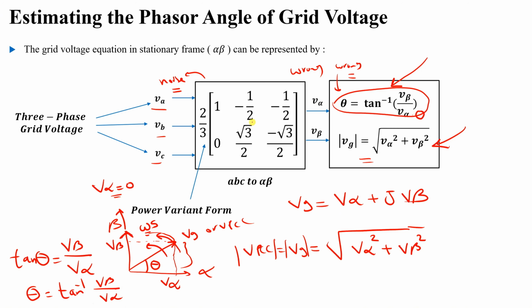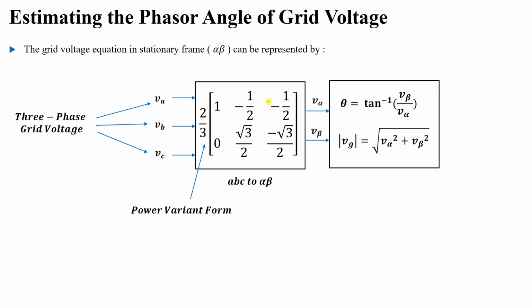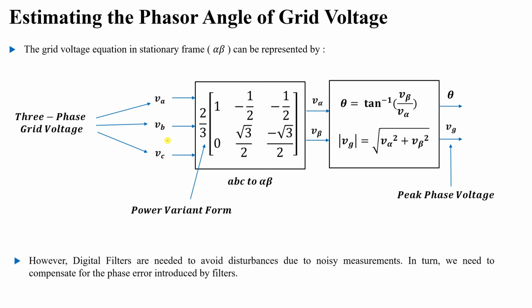Now, how can we solve the first problem, which is the presence of noise here? In order to solve this problem, we will use some digital filters. These are used in order to avoid disturbances due to noisy measurements. And of course, since we are going to add a filter, we need to compensate for the phase error introduced by our filters.